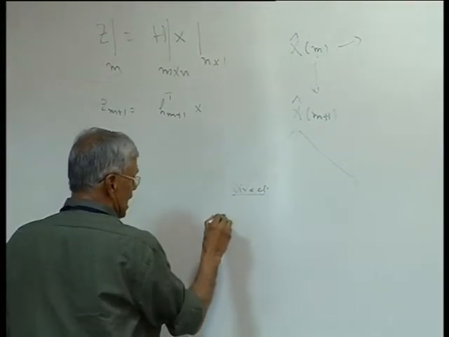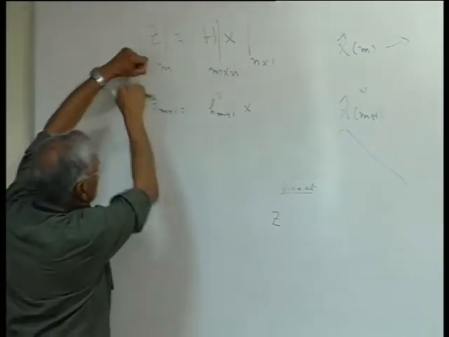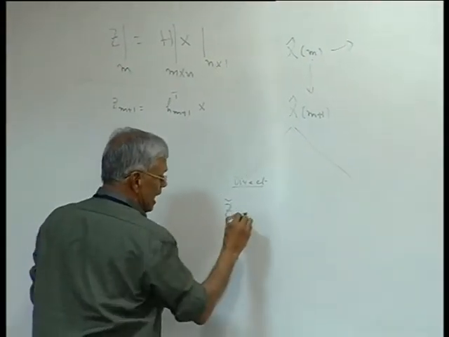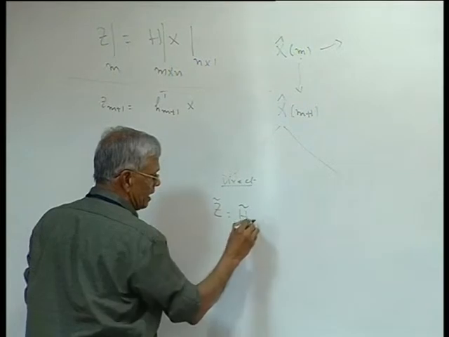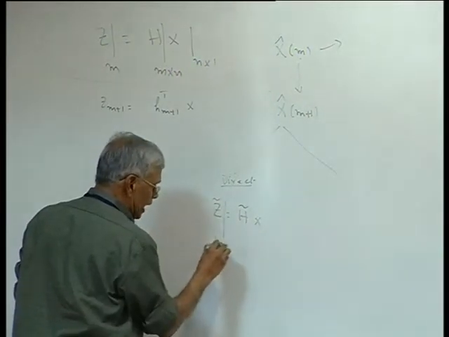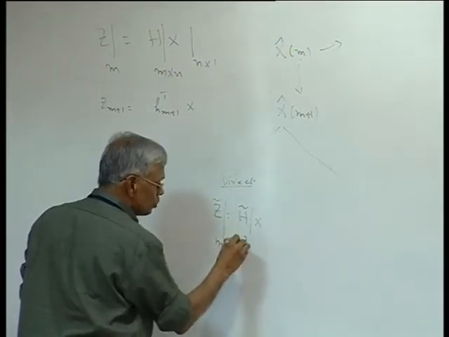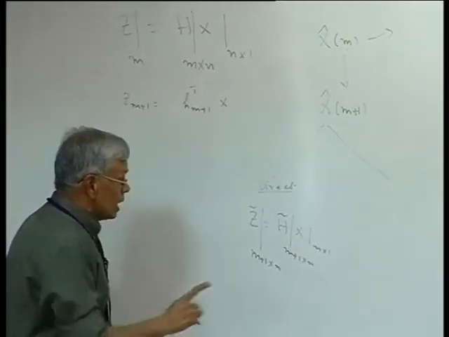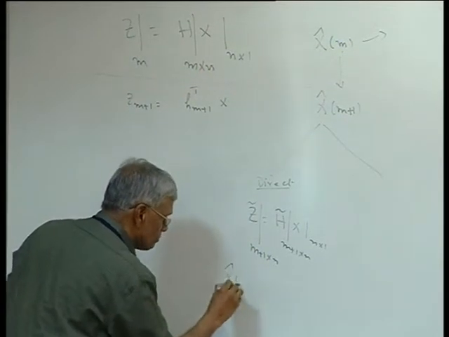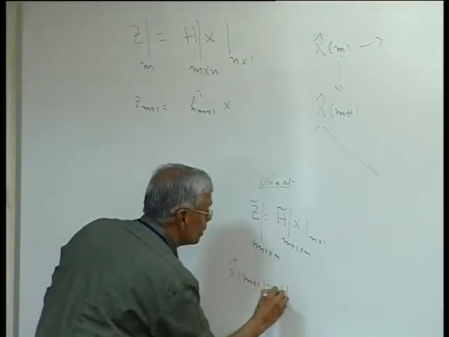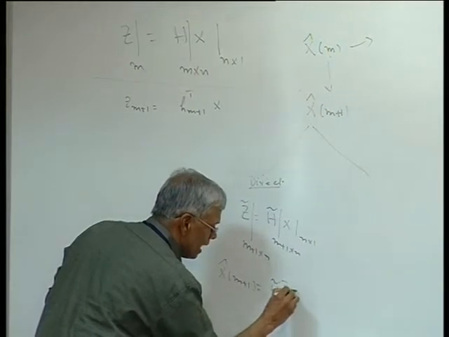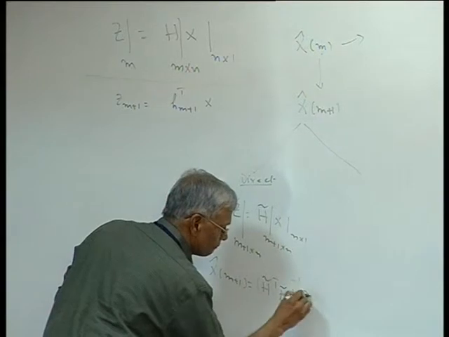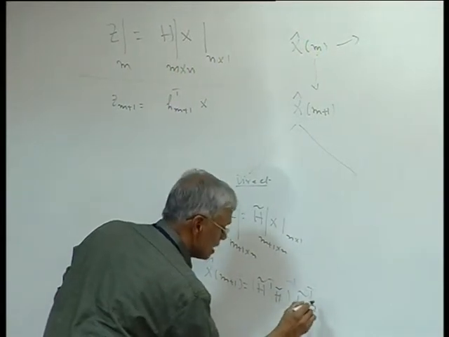What is it that we need to do? I need to now expand this vector z to z tilde. I need to expand this matrix to h tilde times x. This will be an m plus 1 by n, this will be an m plus 1 by n, and this will be an n by 1. If I have this, my optimal x bar m plus 1 will be equal to h tilde transpose h tilde inverse h tilde transpose z tilde.